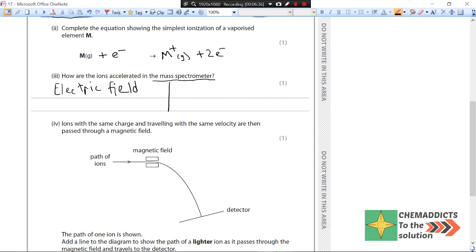Let us now differentiate two things. Electric field accelerates ions. Sorry for my bad handwriting. Electric field accelerates ions, and magnetic field deflects ions. These are the main parts of the mass spectrometer. So the magnetic field deflects ions.